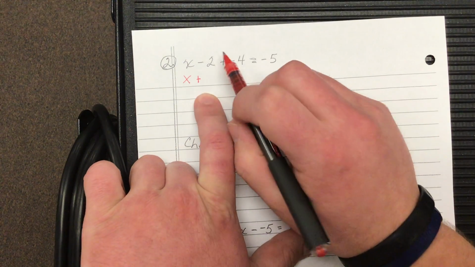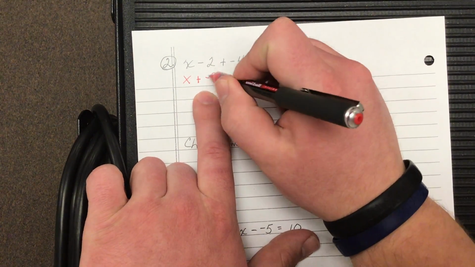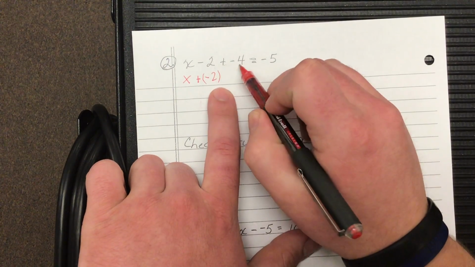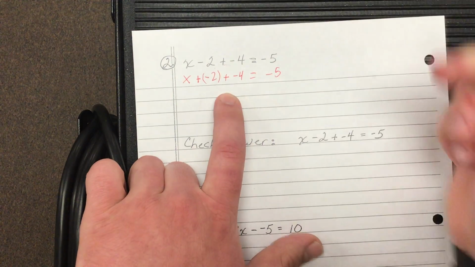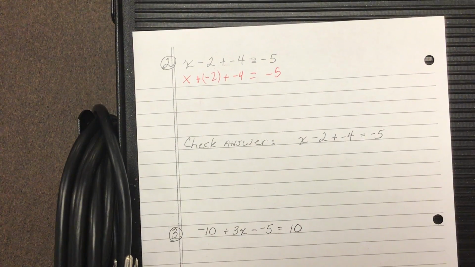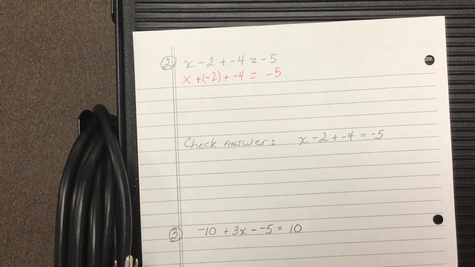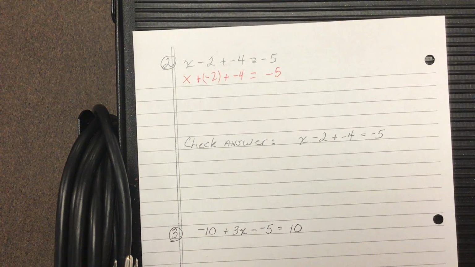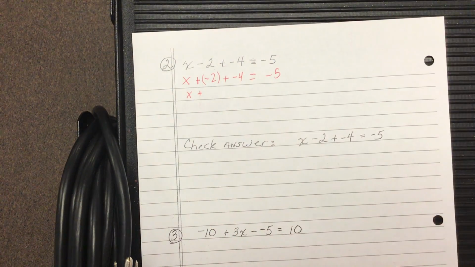So minus 2. Stay on track, guys. Minus 2 we're going to rewrite as adding negative 2. We're already adding a negative 4, so that one's okay. And it equals negative 5. All right, do we have to rearrange anything here? Nope. No, they're already right next to each other, right? Our like terms are negative 2 and negative 4. So what's negative 2 plus negative 4?